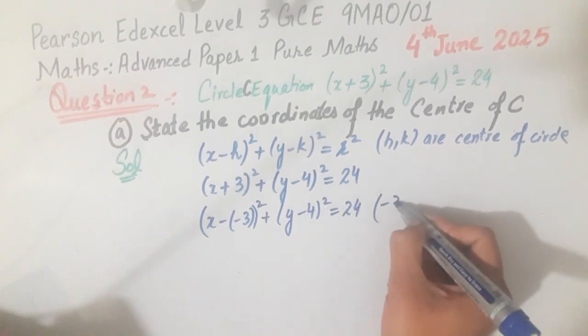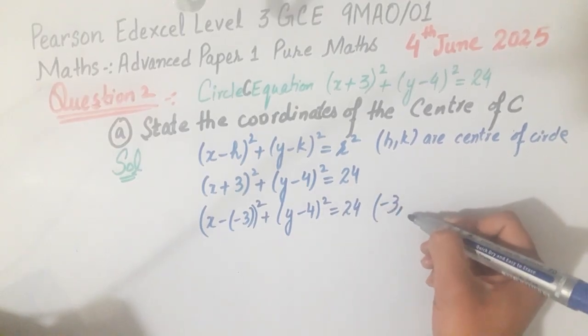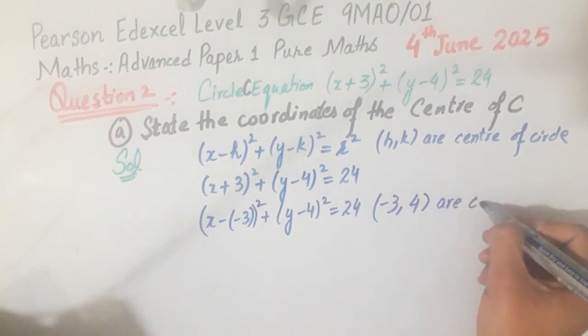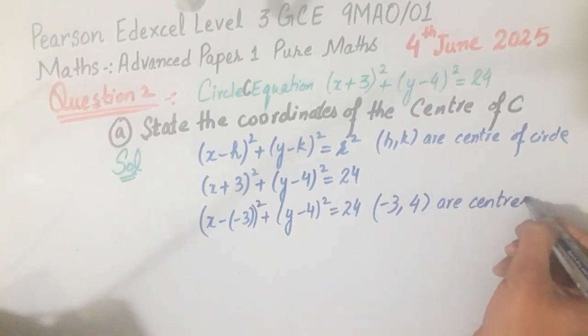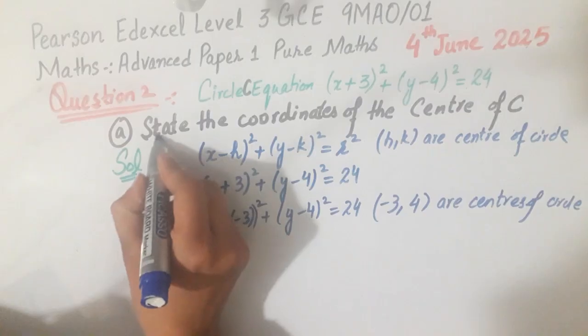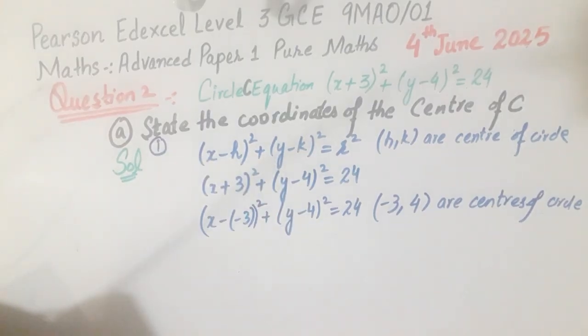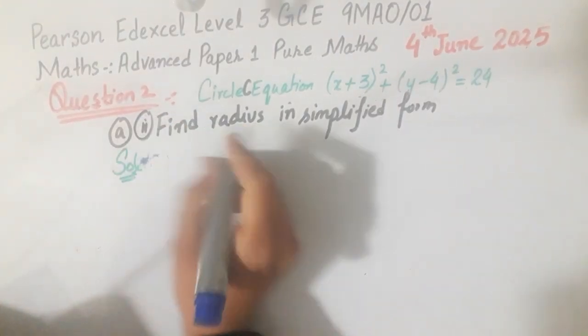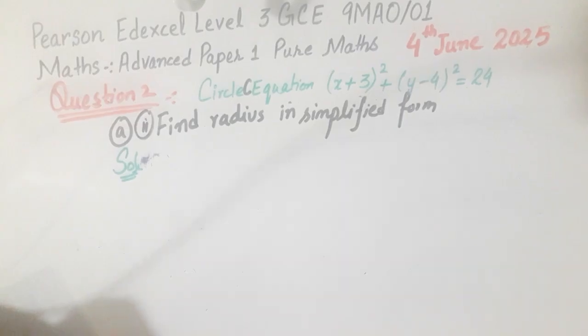So we get -3 and 4 as the center of the circle. Now this is the solution of A first part. Now we will solve the second part of A, that is, find the radius in simplified form.